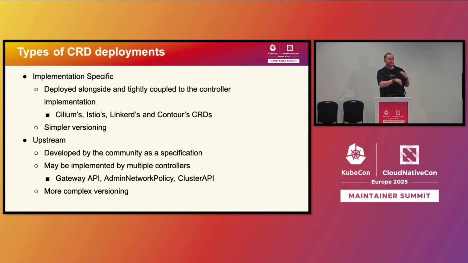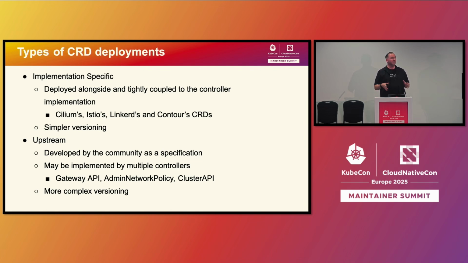So I want to classify CRD deployments into two types here, an implementation-specific one and an upstream one. The implementation-specific one is when you deploy it alongside and have it tightly coupled to a controller implementation. Examples are Cilium's various CRDs, Istio's, Linkerd's, Contour's. Those are all ones that I've actually looked at closely. There's plenty of other ones, but those are the ones I know the best. It makes the versioning much simpler because it's tightly coupled. There's a couple of examples of that I'll talk about in a minute.